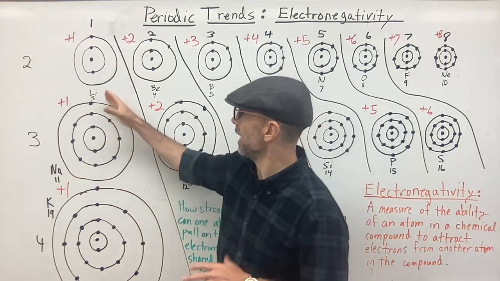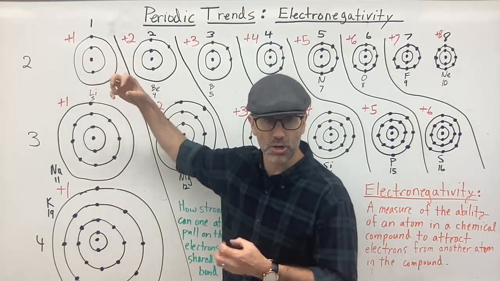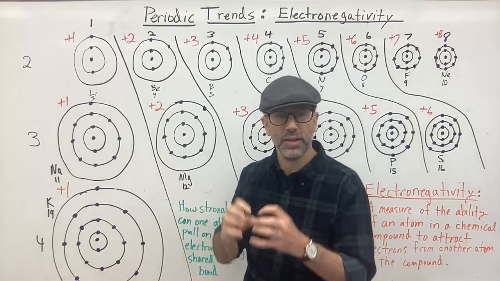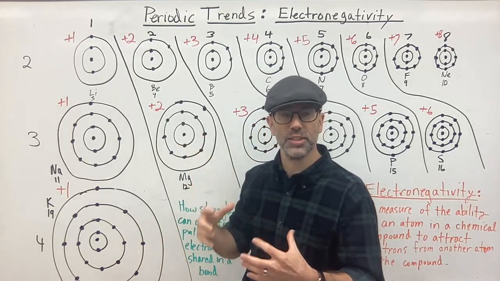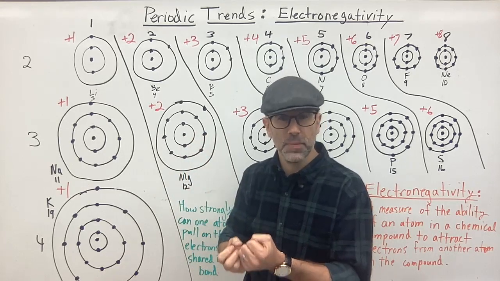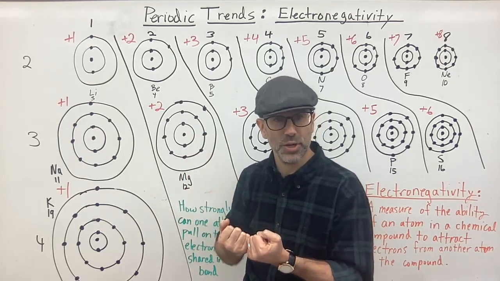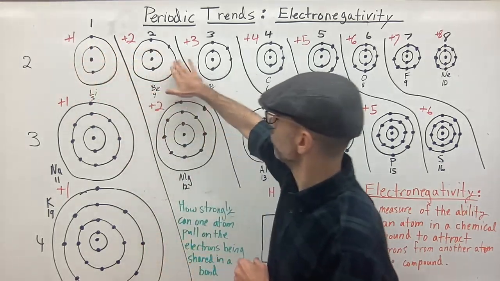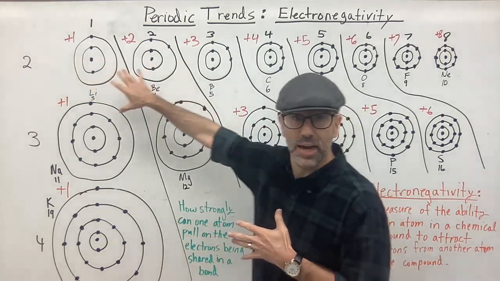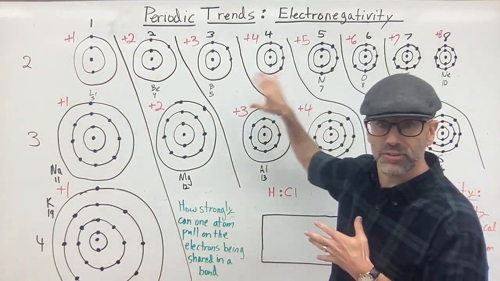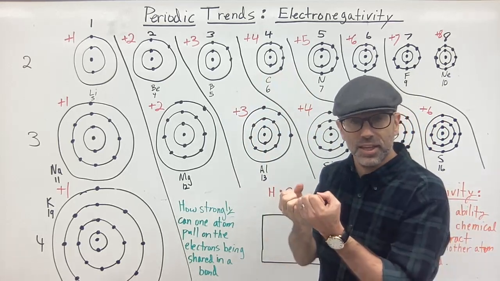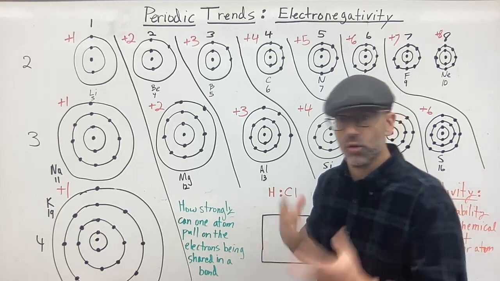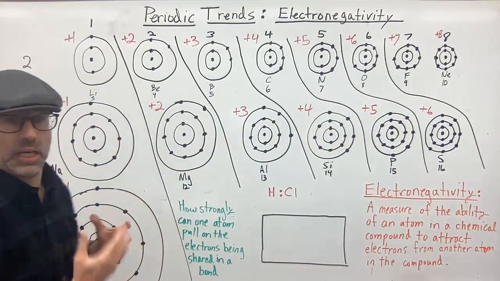So here we're looking at the size of the atom, how far that valence electron is from the nucleus. If we keep in mind that the farther the electron is from the nucleus, the weaker that attractive force, that'll help us think about electronegativity. And the stronger the charge of the nucleus that the electrons are feeling, the stronger that force is going to be on the electrons. So that's what we need to keep in mind.